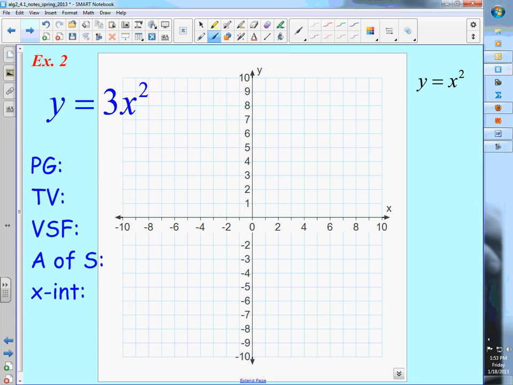What's the parent graph? X squared. Translating this time will be 0, 0. Vertical stretch. And the axis of symmetry is x equals 0. X-intercept? 0. Make sure you write them as ordered pairs.